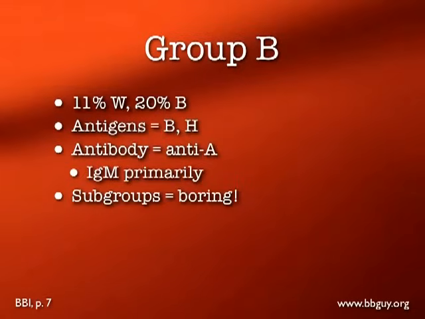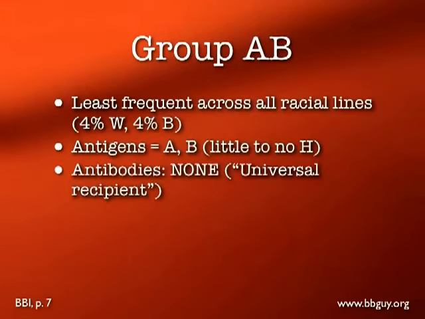Blood group B, on the other hand, is not all that exciting. I'm sorry for those of you that are blood group B. You have a kind of a boring blood group. It has B and H antigens. It has an IgM anti-A, and there are some subgroups there, but they're really not exciting and they're really not common, so we won't talk about them.